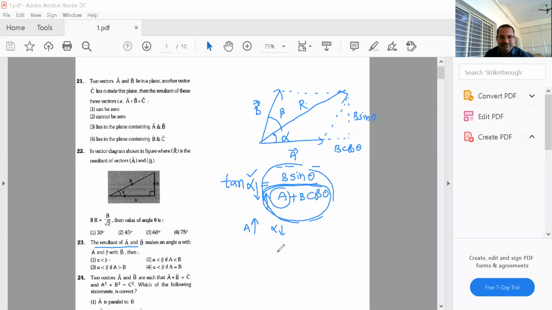Then automatically beta will be more. Clear? Yeah. So that means alpha will be less than beta when A is greater than B. So option 3 is the right answer now. I hope you got the explanation.